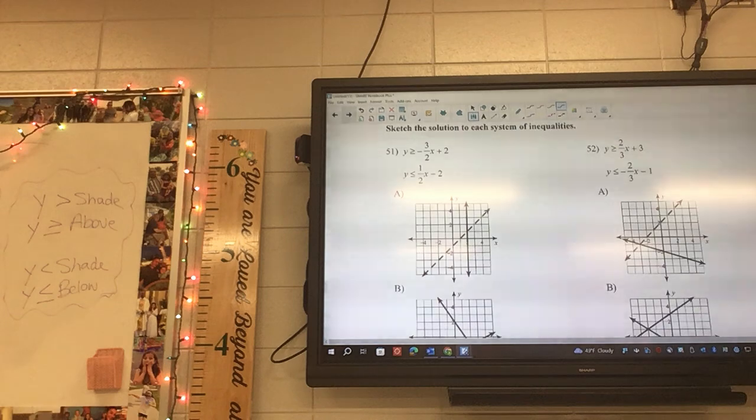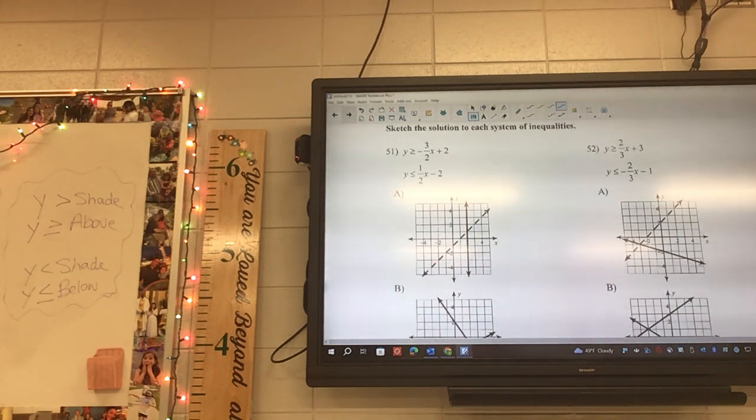Okay, 51. Again, the very first thing you should check is the lines. What two sorts of lines should you have? A straight line and a shade. Should we have a dotted or solid line? Both lines should be solid. So does A work? No, because one's dotted. What about B? B could work. Could C work? Yes. Could D work? No, because D has one dotted, one solid.